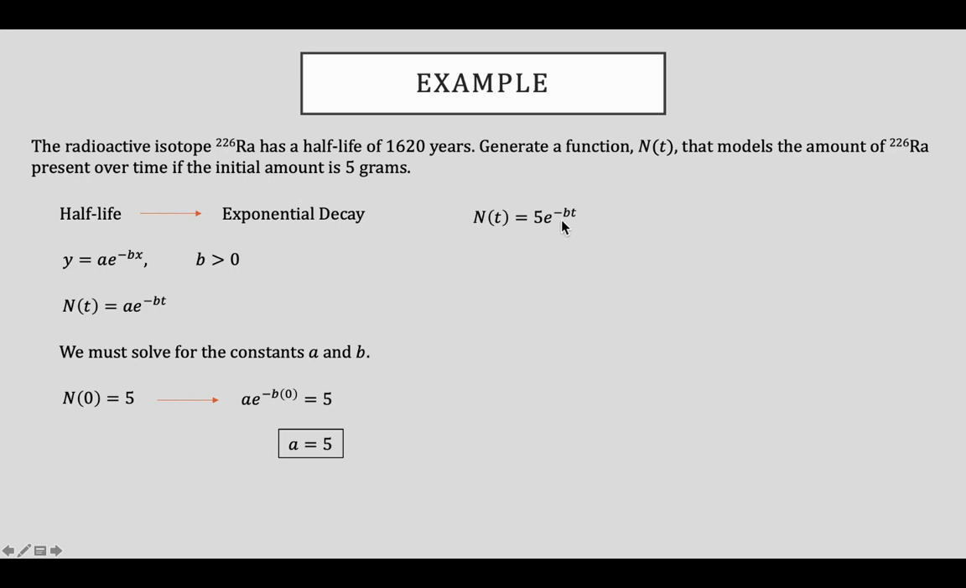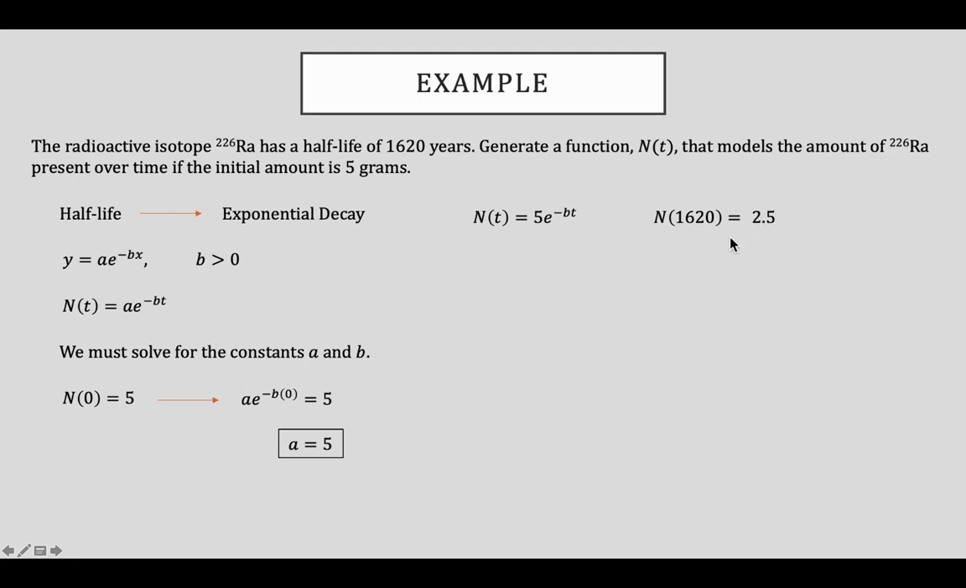So now all we have to solve for is this constant b. What else is given information? Well, we know that this radioactive isotope has a half-life of 1,620 years. That means if I plug in 1,620 for t, what do I have to get out? Well, I have to get out 2.5. I have to get out half of what I started with, right? Every 1,620 years, I will have half of what I had previously. So half of 5 would be 2.5 grams.